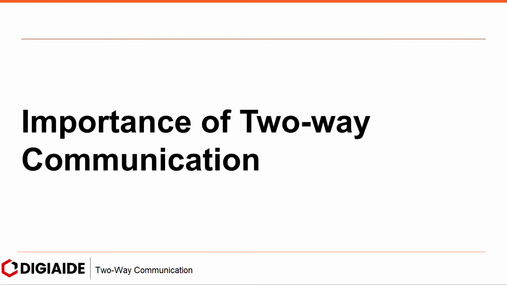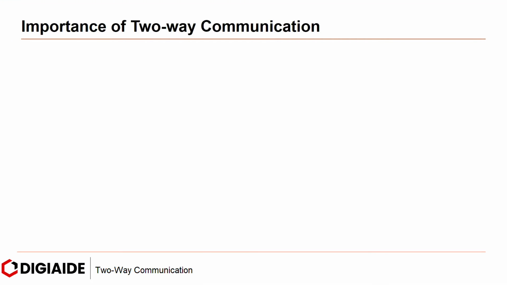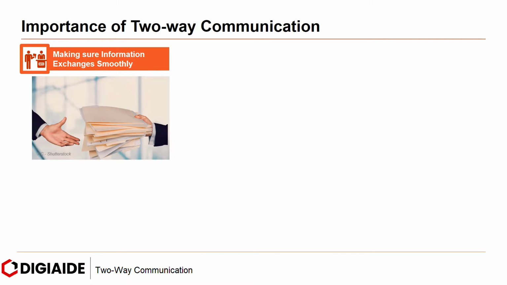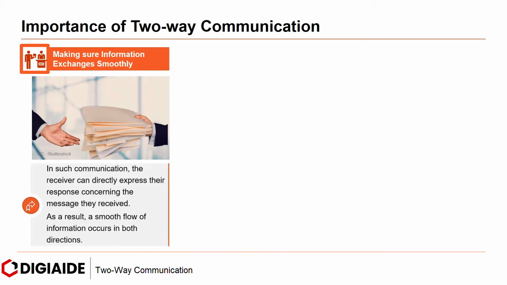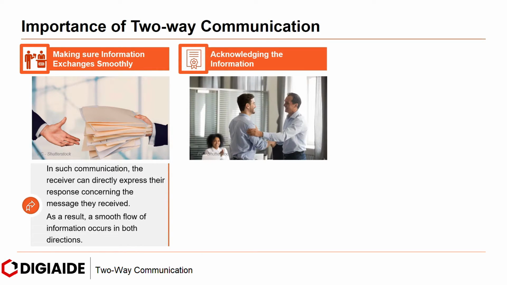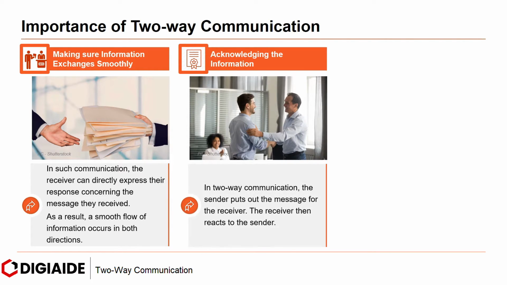Moving on to the importance of two-way communication. First, making sure information exchanges smoothly. In such communication, the receiver can directly express their response concerning the message they received. As a result, a smooth flow of information occurs in both directions. Next, acknowledging the information. In two-way communication, the sender puts out the message for the receiver. The receiver then reacts to the sender.